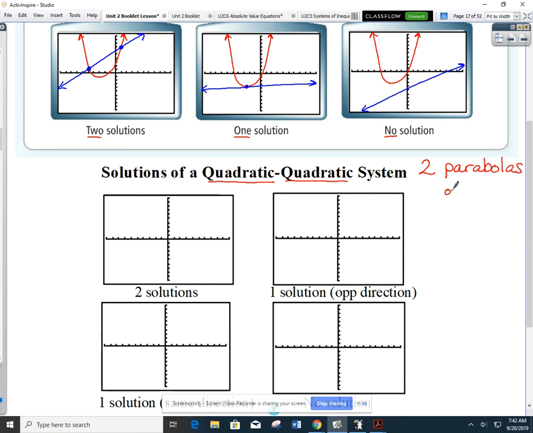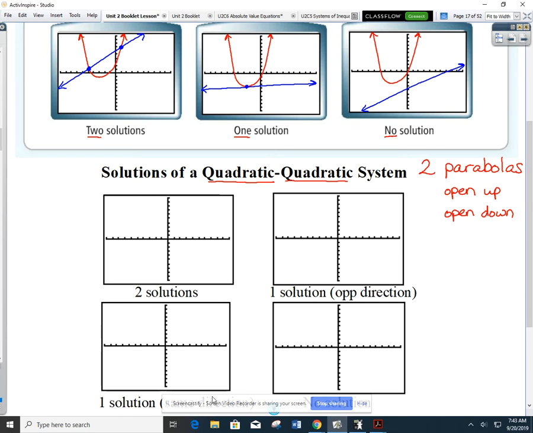Parabolas can only open up or open down. They can't open sideways. That would be a square root relation. So parabolas only either open upward or open downward. So in this graph, they have to point in opposite directions. You need one up and one down.